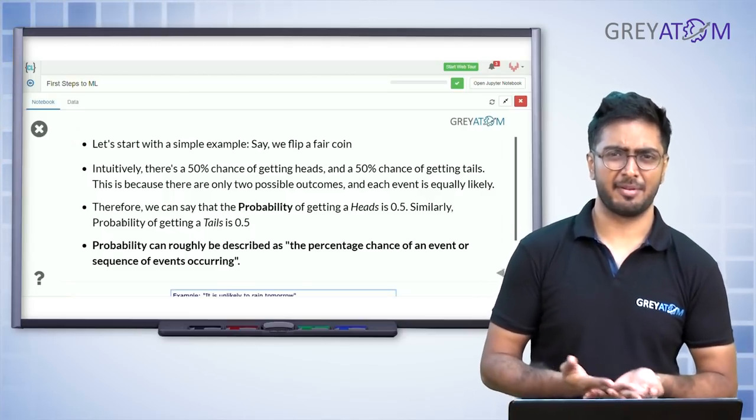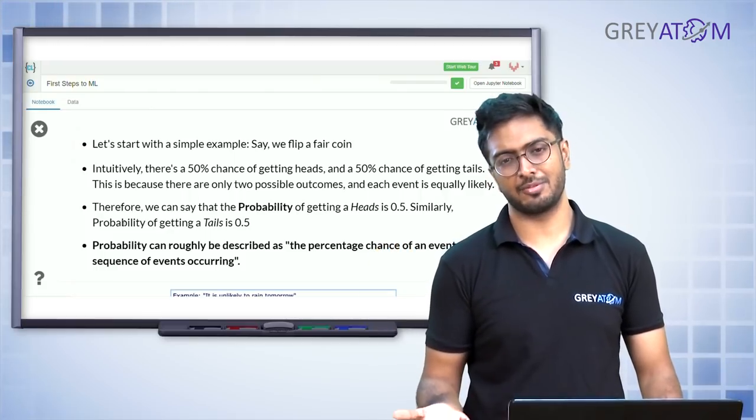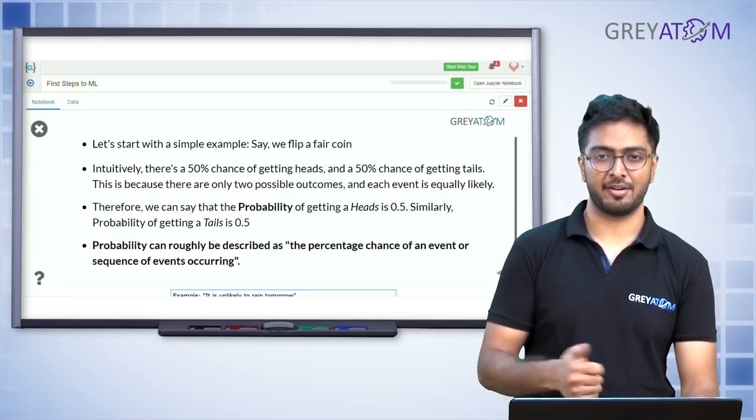So this is very simple, right? You kind of understand this, right? You toss a coin, there can only be two outcomes, right? It could be a head and it could be a tail. And there's no bias against head or tail, right?